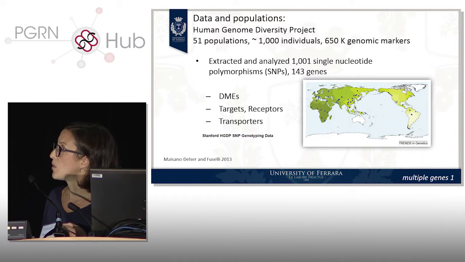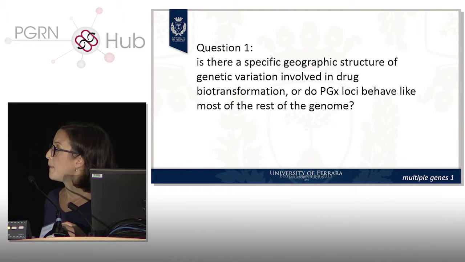that we did downloading data from the Human Genome Diversity Project. Here we have 51 populations, more than 1,000 individuals, and we concentrated our attention on 143 genes, and we extracted from this panel about 1,000 single nucleotide polymorphisms. These genes were including different kinds of genes important in pharmacogenetics.